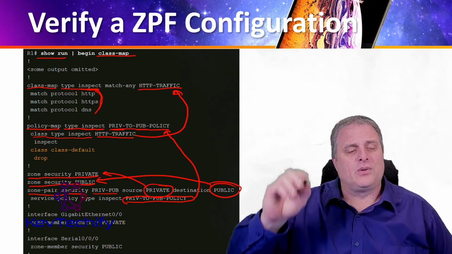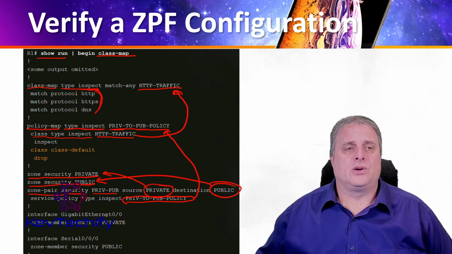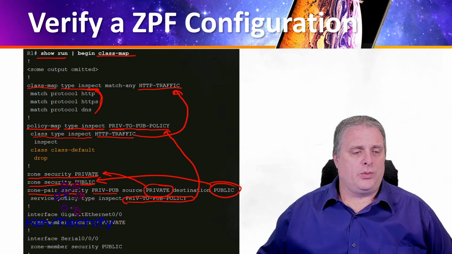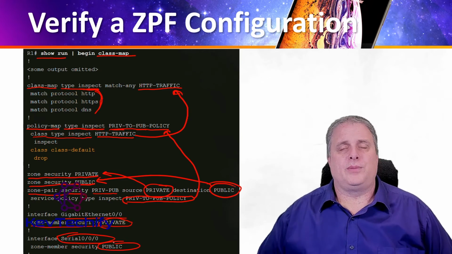And finally, one of the last things we do is then associate the interfaces with the zones. In our show run statement here, we get down to the interfaces. We have gig00 here, and we say that it's a zone member here of private, and then serial 000 is part of the public zone.